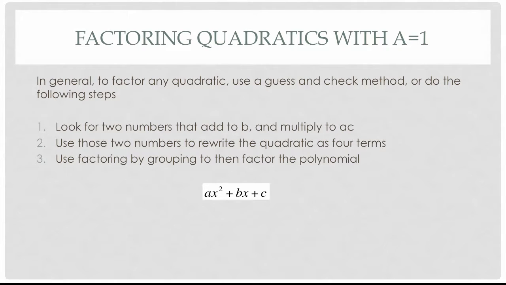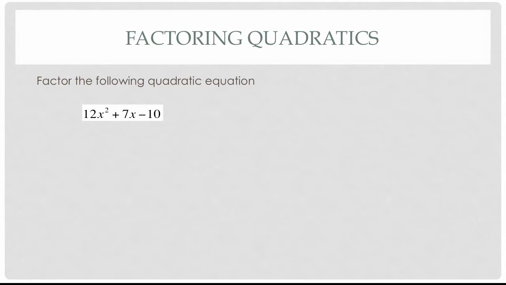So let's do that. With this example here, factor the following quadratic equation. Okay, so first we need to identify what's a, b, and c. Well, a is 12, it's my leading coefficient. B is 7, it's the one in front of the x term. And my constant c is negative 10. Don't forget the negative sign in front.